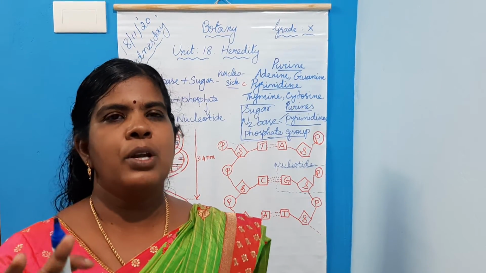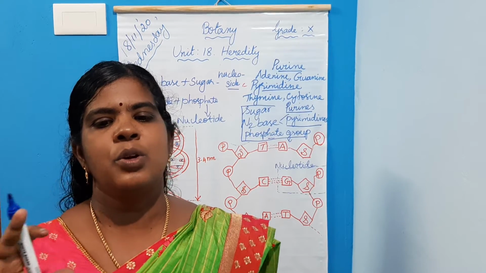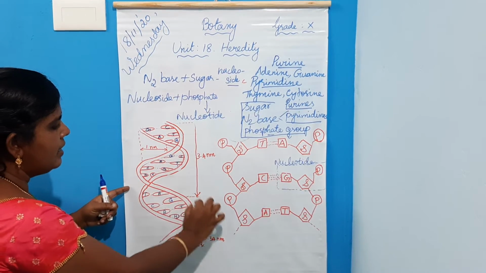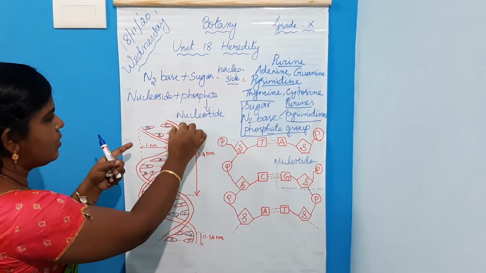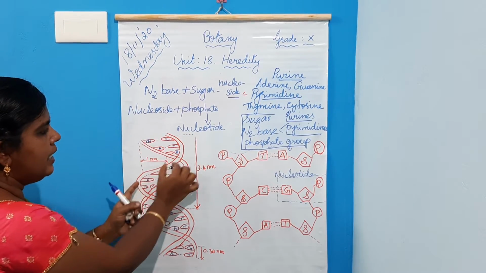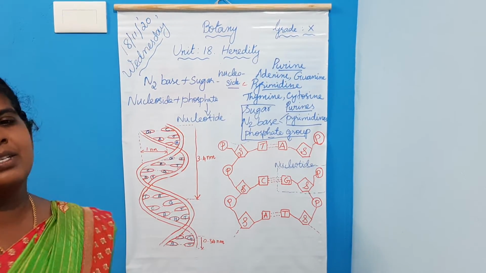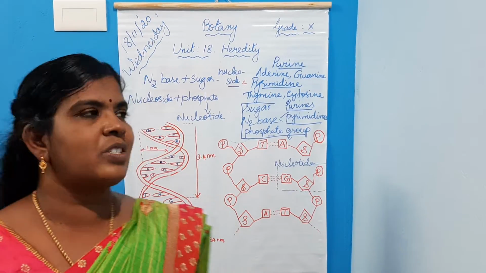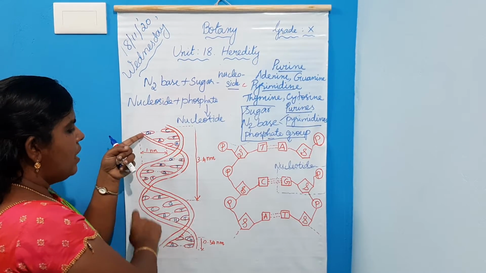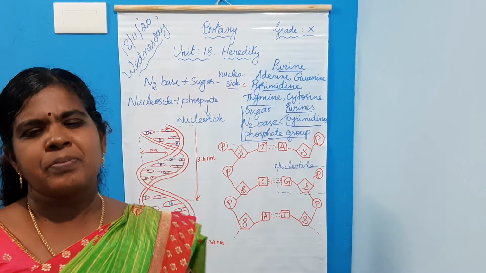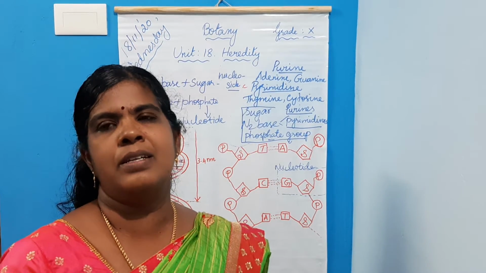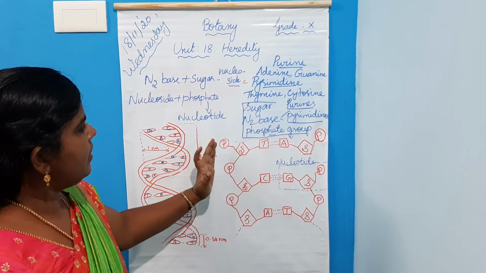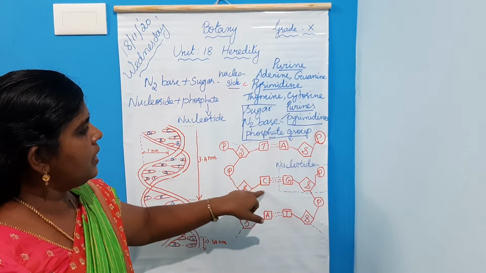So the DNA molecule consists of polynucleotide chains. These chains form a double helical structure. It's a polynucleotide chain. This is one helix, this is another helix. So the DNA forms a double helical structure, and these two strands run anti-parallel to each other. The nitrogenous bases are found in the center.